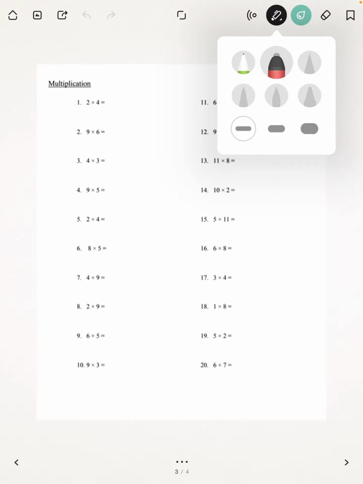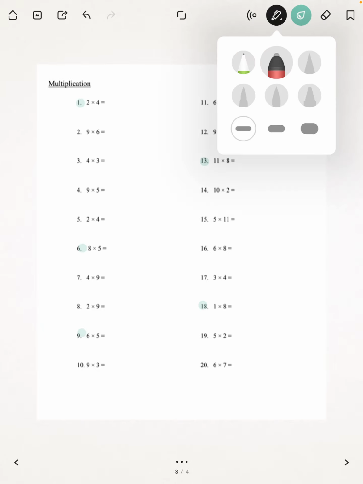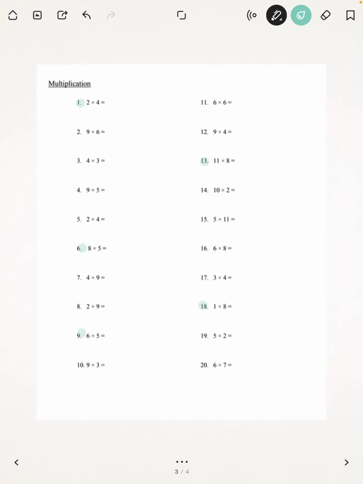Multiplication. Two times 4 basically means 2 plus 2 plus 2 plus 2 or 4 plus 4. Or you could do 4 times 2, that equals 8. 8 times 5 basically means 5 plus 5 plus 5 plus 5 plus 5 eight times, or 8 plus 8 plus 8 plus 8 plus 8. Or you could do 8 times 5, and that equals 40.